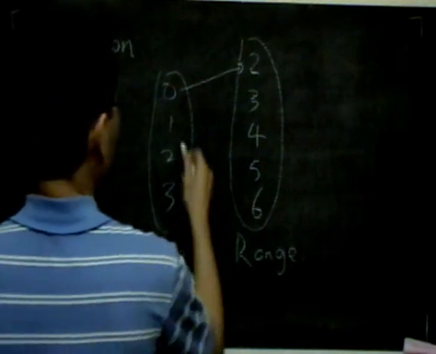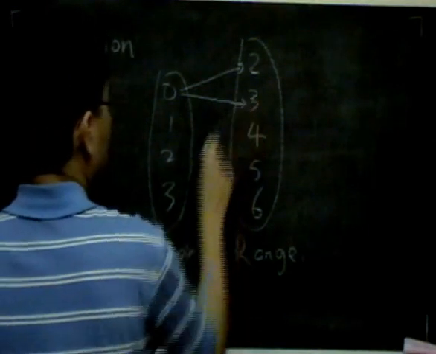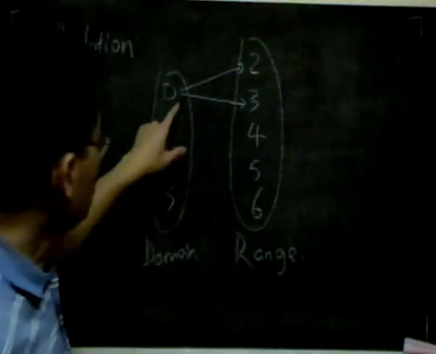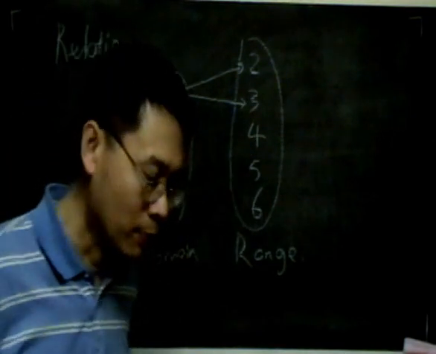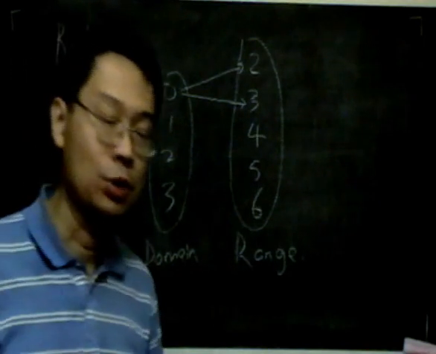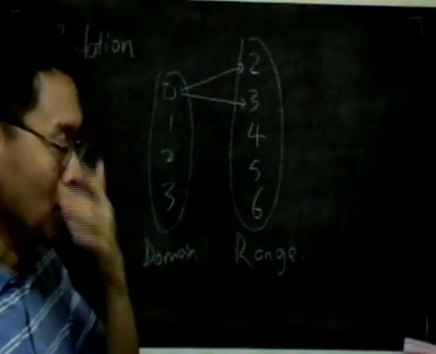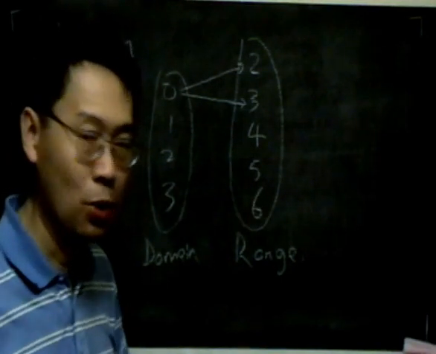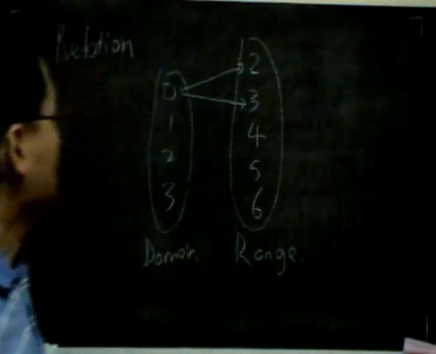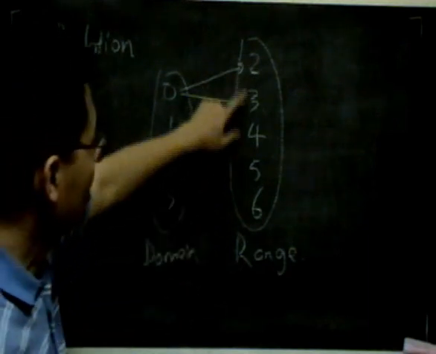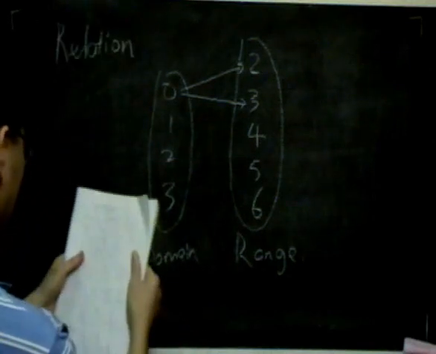Now I'm going to draw an arrow from 0 to 3 as well. So this means that 0 is related to 2 and 0 is also related to 3. Alright, and that's allowed. There's no problem at all. It's the same with relations between people. Right? I'm related to both my parents. Okay, and both my parents are related to me. Just like that. So father, mother and child. Okay, right, let's move on.